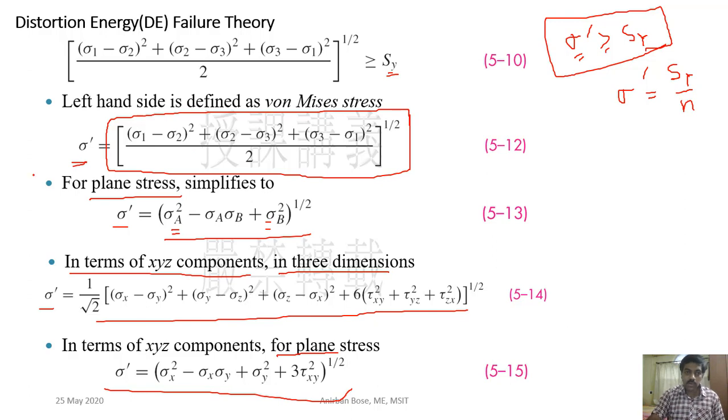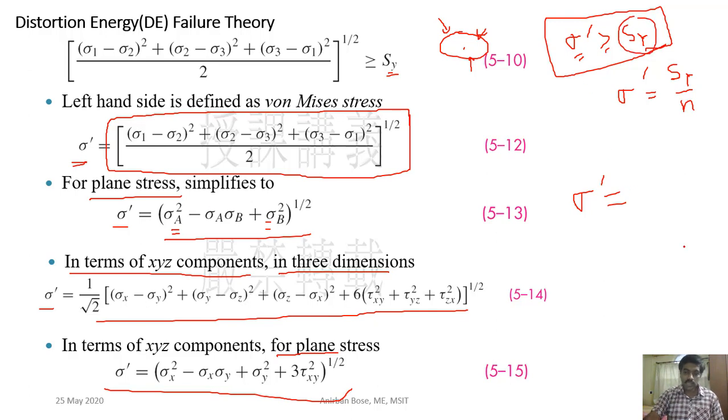So the whole point here is to find the von Mises stress corresponding to a certain load on a machine component at a particular point. Definitely, to find the von Mises stress, first you have to calculate the principal stresses. Once you know the von Mises stress, you can use this criterion by comparing it with the Sy.